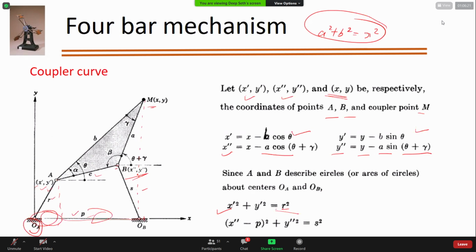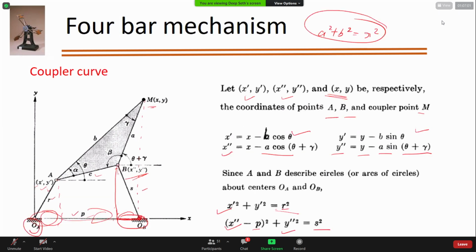Now for this one, x double dash minus P. Why minus P? Because x double dash is defined with respect to this point, and you have to subtract P from there, because your circle is moving with respect to this point. So you need x from here, this one. y will be the same. So y double dash square plus (x double dash minus P) square is equal to S square. So these are the two equations for the circles that your A and B are making.